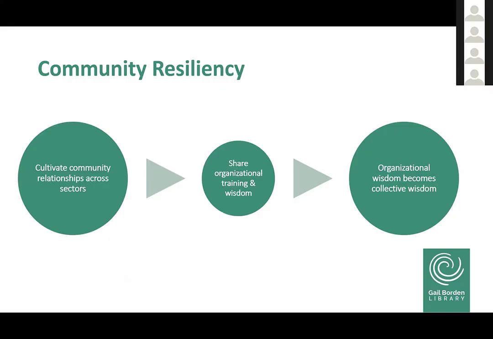This slide is talking about community resiliency. Our presence at community tables has connected us to organizations and individuals who have become partners or volunteers. We leverage their expertise and resources with our own. Our ability to train community and be trained by other trusted organizations has built our community resiliency overall, which has really shown most evidently during the COVID-19 trauma, collective trauma that we're all experiencing. I hope you realize that we're all in the same storm, different boats, right? Different capabilities within our libraries, our communities, and personally. So, you know, we also want to make sure we're honoring that, cultivate community relationships across sectors, share organizational training and wisdom, and then the organizational wisdom that we gain becomes the collective wisdom for the community.